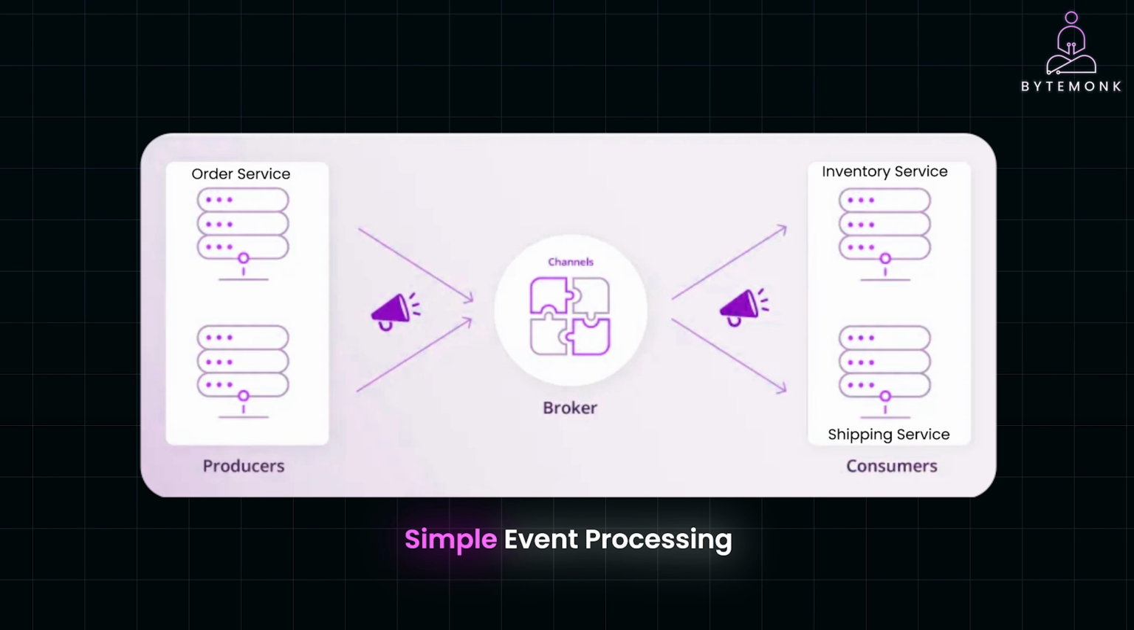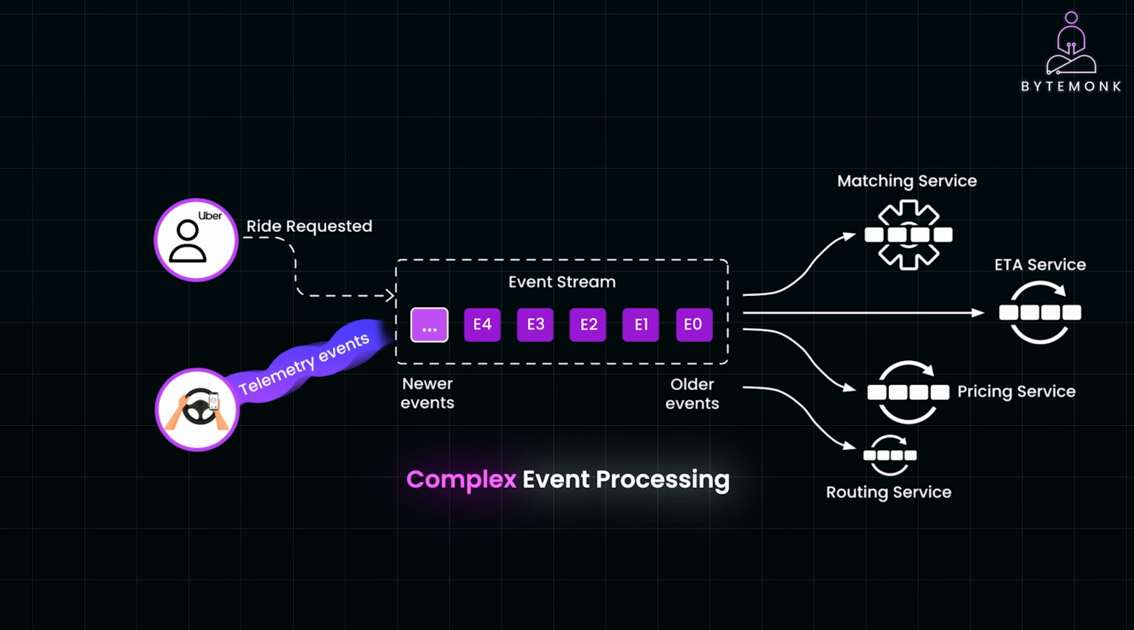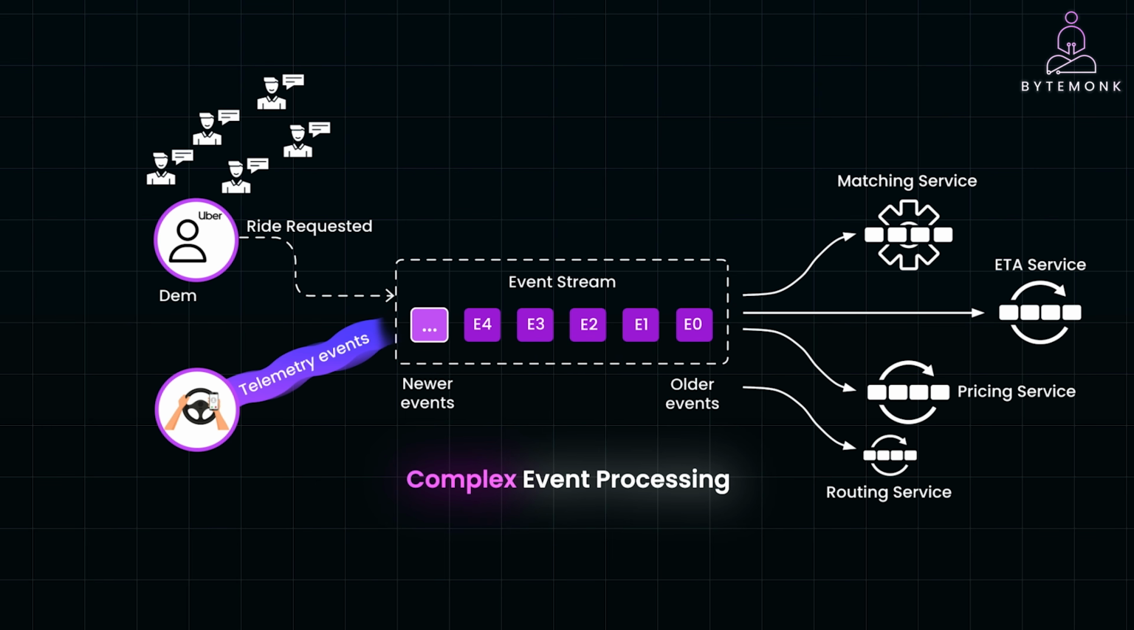Now, there are two main styles of EDA: simple event processing and complex event processing. In simple event processing, an event triggers a simple reaction. For example, an order-placed event triggers the inventory service to update stock and the shipping service to prepare an order. This is straightforward and easy to implement. In more advanced scenarios, multiple events are aggregated and analyzed to detect patterns or trends. For example, Uber's pricing system might look at traffic, demand, and driver availability to trigger surge pricing. And this style allows for more advanced decision making based on event data.